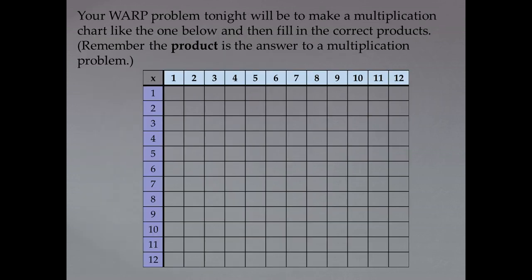Which brings us to your warp problem tonight. For your warp problem, I want you to draw a graph like this on your piece of paper and then fill in the chart. Make sure to make your lines nice and neat so that I can tell what each column is. I can tell what numbers you're multiplying. But your chart should look exactly like this, except you're going to actually fill in all of these spaces.